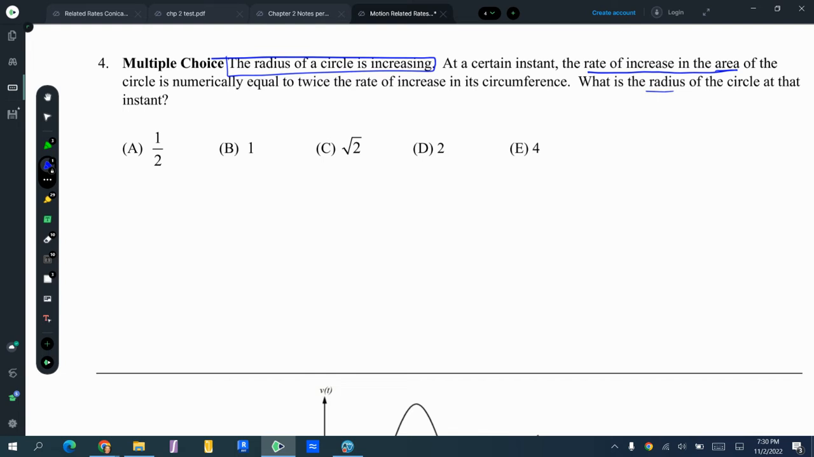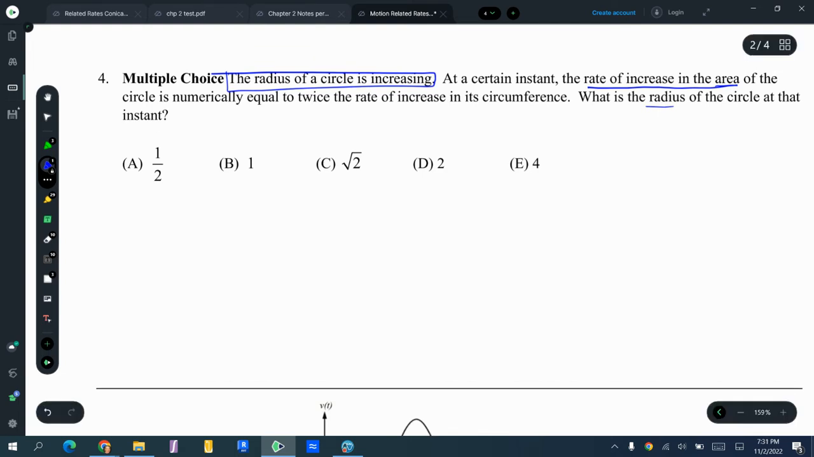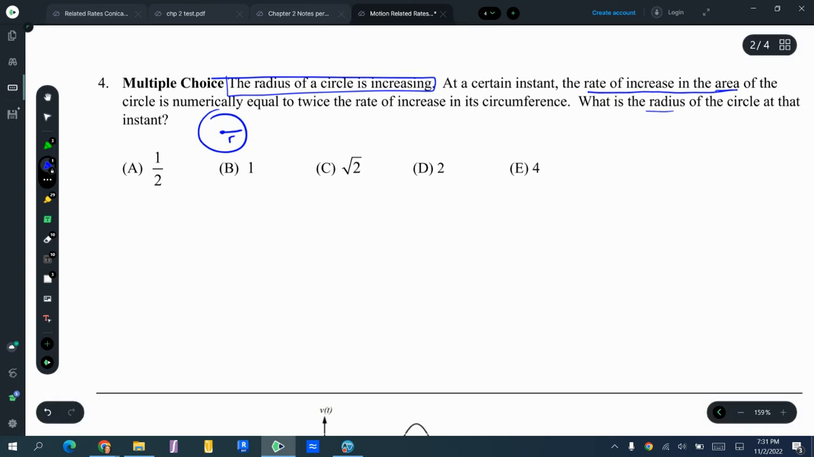So we're going to write down all of our information first. The radius of the circle is increasing. Okay, so that means r is changing. So think about it. We've got a circle, and there's your radius. The rate of increase in the area, dA/dt, is numerically equal to twice the rate of the circumference. What is the radius of the circle at that instant? Now, obviously, we are going to have an area equation, and we're probably going to have a circumference equation. So let's go ahead and do an area equation first.